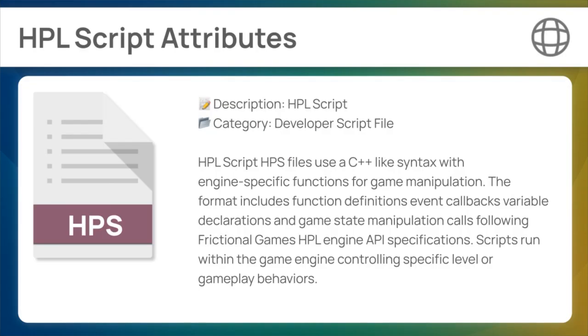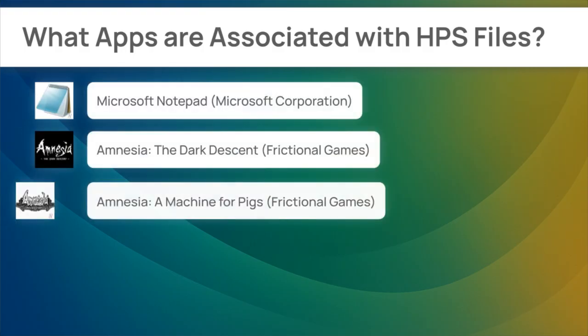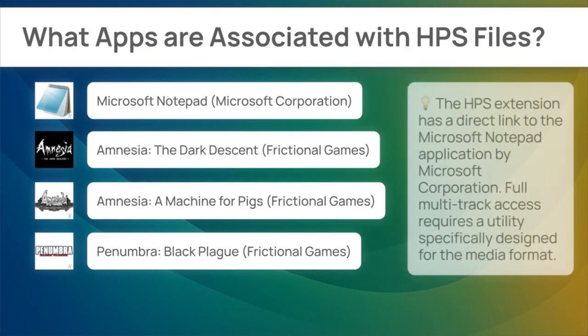The format includes function definitions, event callbacks, variable declarations, and game state manipulation calls, following Frictional Games HPL engine API specifications. Scripts run within the game engine controlling specific level or gameplay behaviors. The designated application for the HPS file is Microsoft Notepad from Microsoft Corporation. Full multi-track access requires a utility specifically designed for the media format. Windows may show the code clearly, yet proper execution requires compatible development tools.